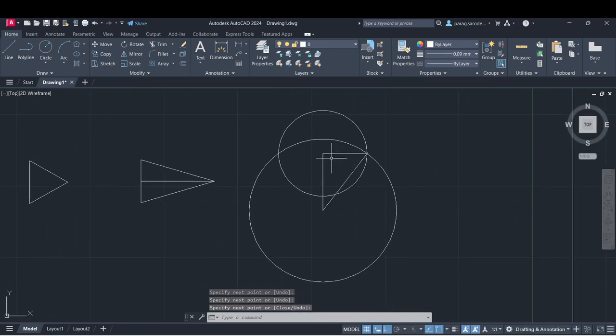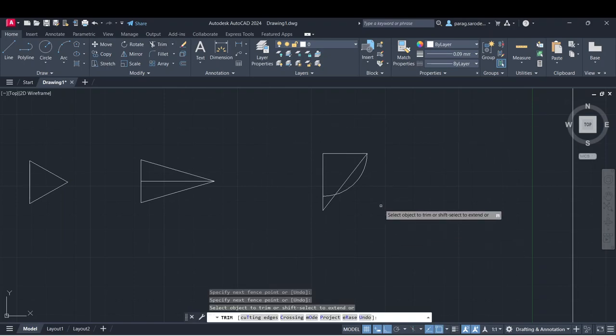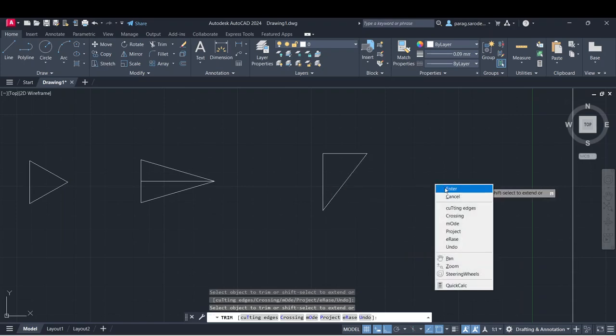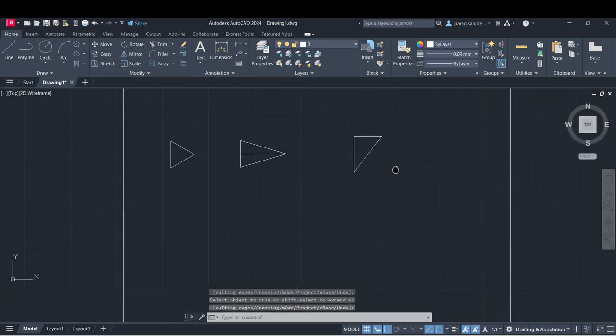Now, once I get the triangle, I can delete these circles which were used for drawing the triangle. In this way, we can produce a scalene triangle. Okay? Is it clear? Hello?